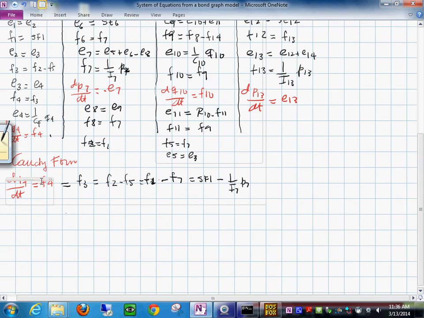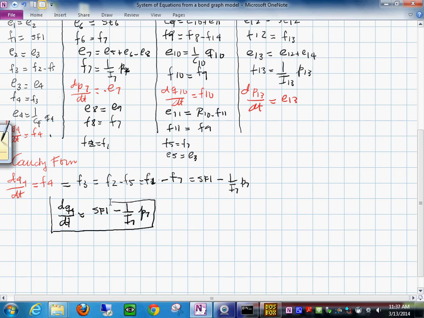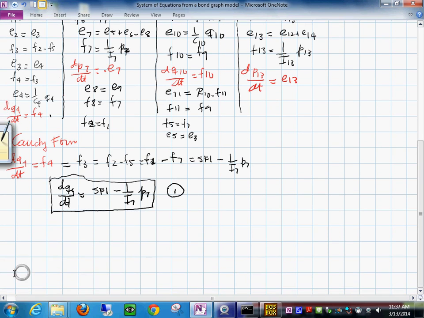So now we are going to go to the second one. So that's the first equation that we have. I'm going to rewrite it so it would be nice and neat. dq sub 4 dt is going to be equal to SF1 minus 1 over I sub 7 P sub 7. And I'm going to circle this as the first differential equation in the Cauchy form that we have. And we're going to do number 1. And then, remember, there's 4 of these.